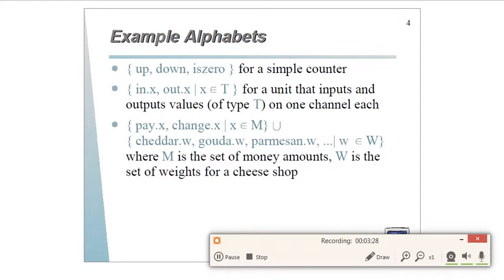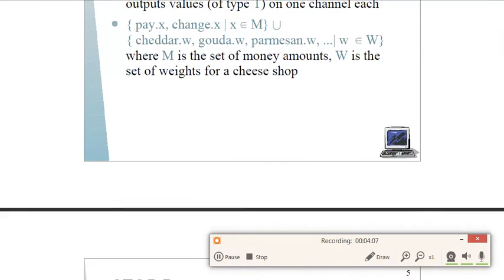Now there is another example where you have the weight or the money. You pay x and you get change x, where x is a value or money, where x belongs to money, the M caps being the money amount, and both are a union of the amount that you pay and what you get. It can be anything like cheddar, gouda, and parmesan. These are weights, because you are paying an amount of money to get an equivalent weight of something, cheddar, gouda, or parmesan, like at a cheese shop. So these are sets of alphabets.